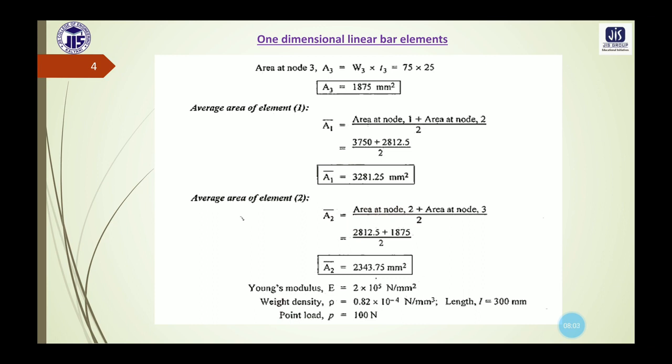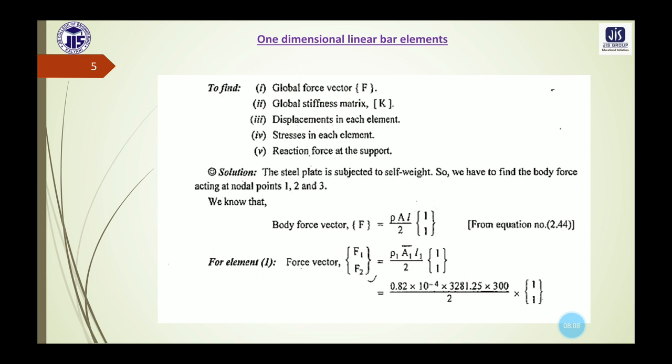Point load P is given as 100 Newton. So these are the 5 different things that we need to find in this numerical. First we need to calculate the global force vector. Now the steel plate is subjected to self weight, so that means we need to find the body force acting at the nodal points 1, 2 and 3.